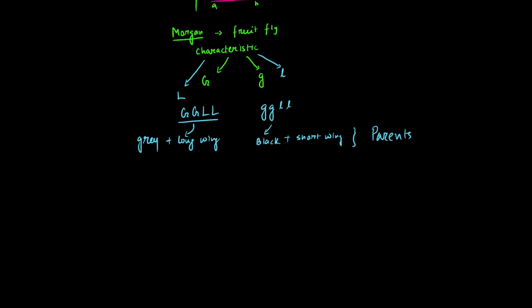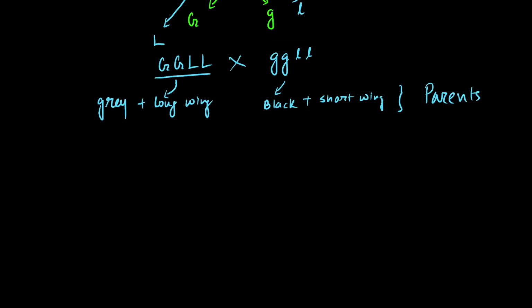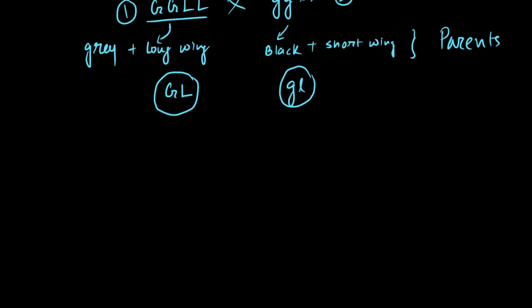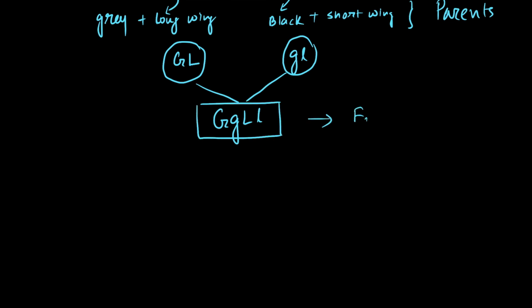And now when he performed a cross between them, first the gamete formation will take place. I'm naming the parents 1 and 2. From the first one, what gametes will be produced? Gametes will be G and L. And from the second one, small g and small l. And now hybridization takes place. And lastly, the genotype will be capital G, small g, capital L, small l. This is the filial or the progeny, F1 generation.